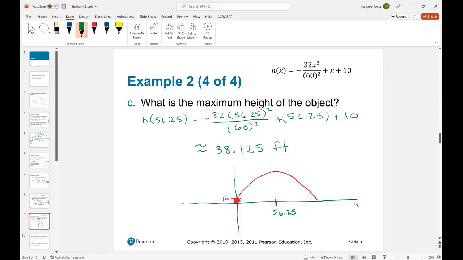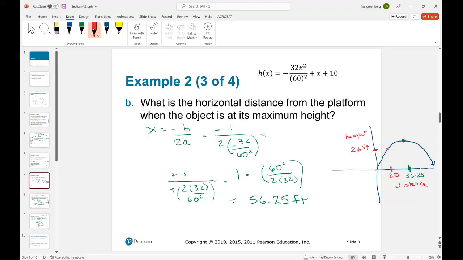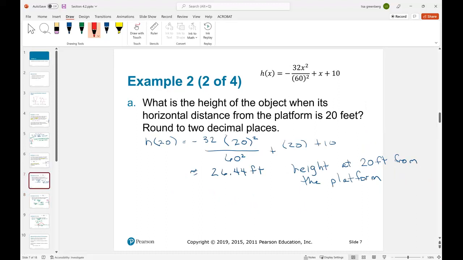Right, this is X in feet. And at that point, it was 38.125 feet high. Okay, that's my vertex. The other question asked, where was it at 20 feet? And we found out that at 20 feet, it was 26.44 feet high.